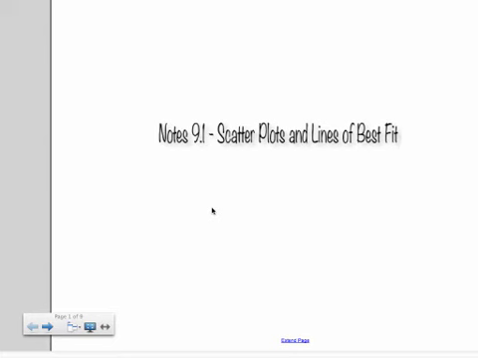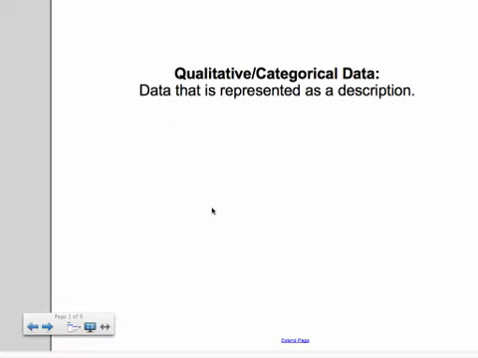All right, the first lesson of our statistics unit is going to be on scatter plots and lines of best fit. Now, please make sure that you are paying close attention to this because this is the hardest lesson of the unit. Once you're okay with this lesson, the rest you'll be fine with. All right, so first of all, we need to define several different words.